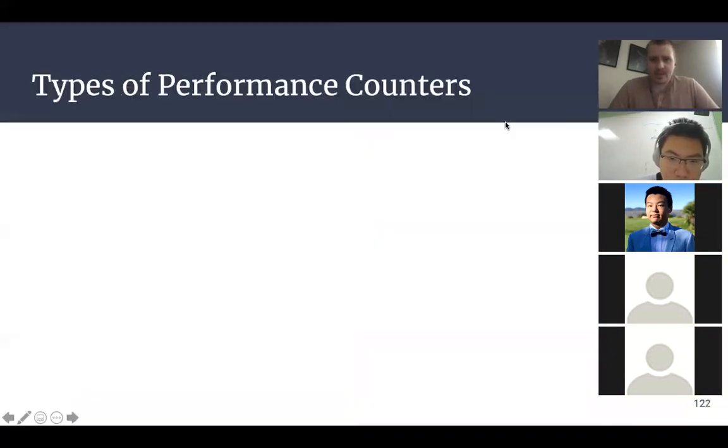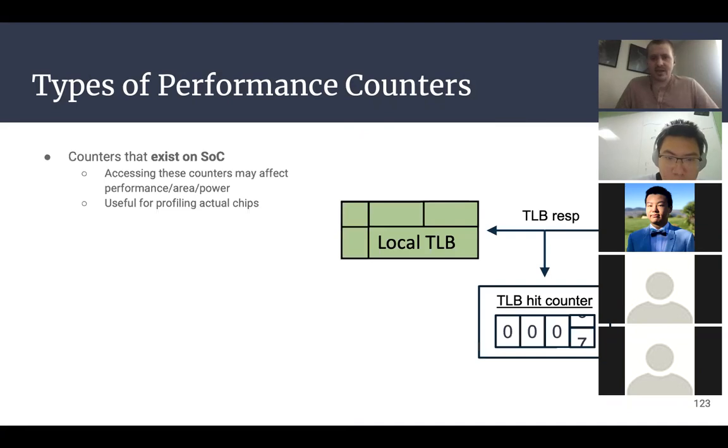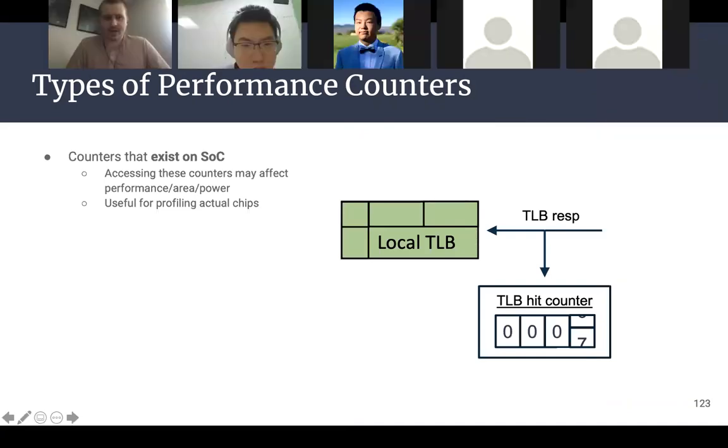Okay, so Gemini basically has two different types of performance counters if you want to do profiling. There are counters that exist on the SOC. These counters are actually implemented in RTL. If you access these, you could theoretically affect power, performance, and area, but they'll actually be on the actual chip. So if you're taping out, they might be useful.